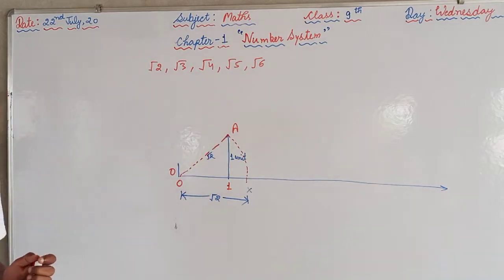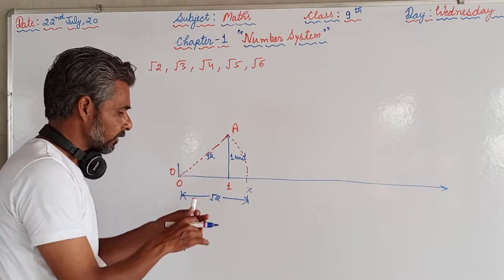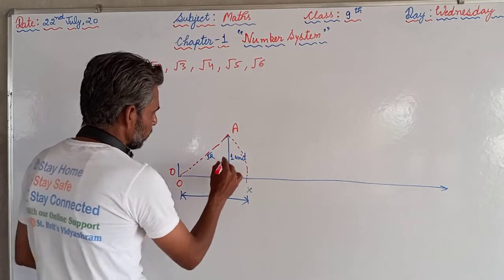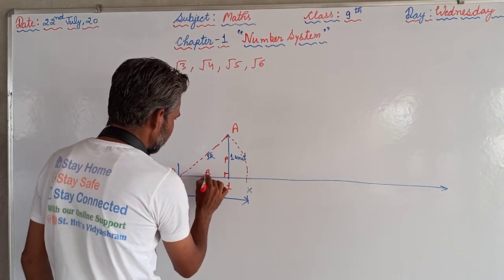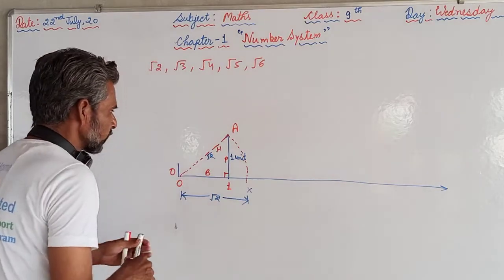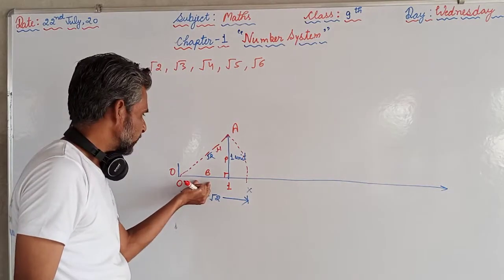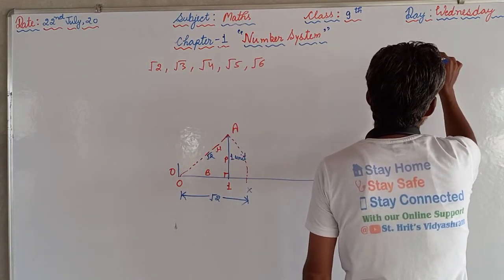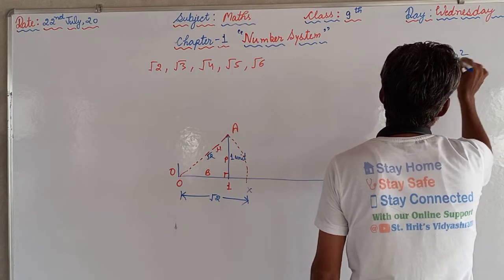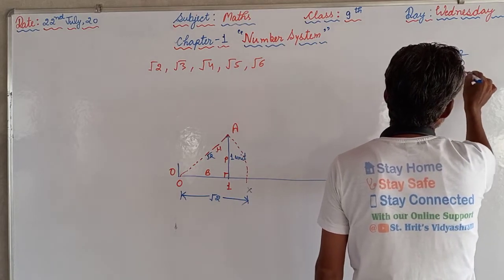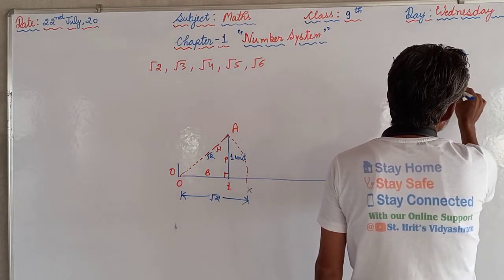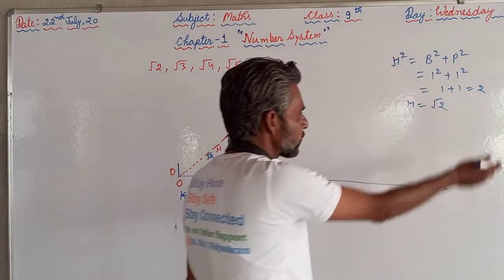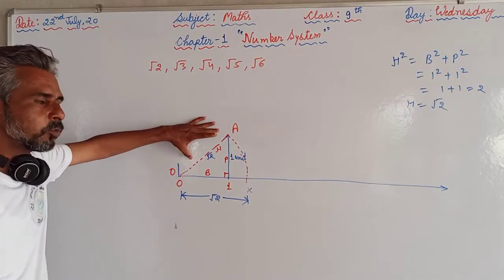How is it under root 2? From the Pythagoras theorem we can verify that, because we have already drawn the perpendicular here. So this is the perpendicular, this is the base, and this is the hypotenuse. The base is 1, the perpendicular is 1. So the hypotenuse squared is base square plus perpendicular square, means 1 square plus 1 square, that is 1 plus 1, that is 2, and h will be under root 2. By this we can verify that this is under root 2.